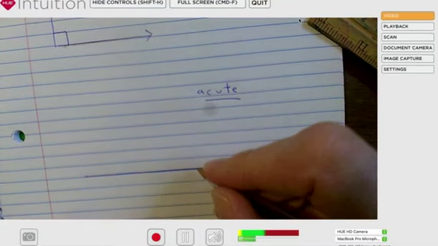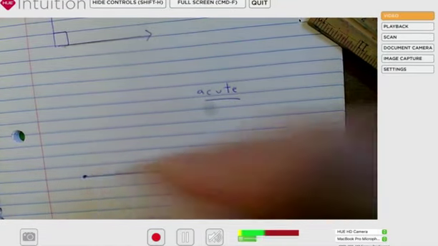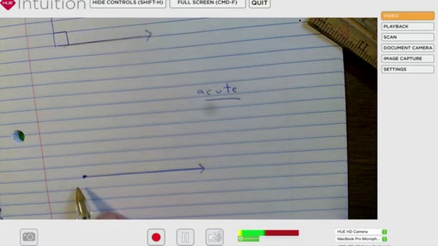So here's what we're going to do. We're going to start off by making one ray going in this direction. Don't forget your point right there, your endpoint.